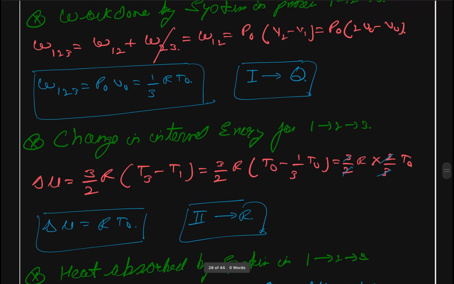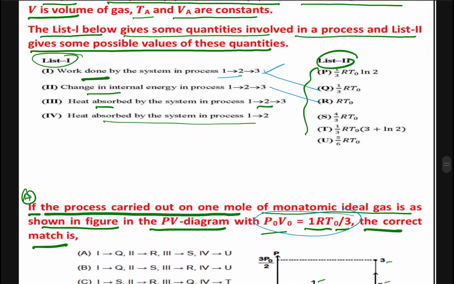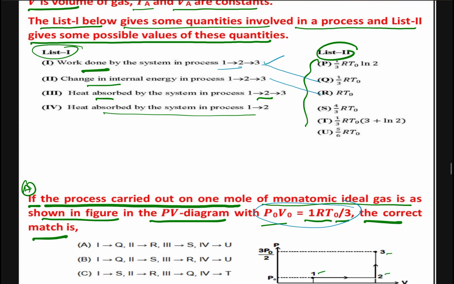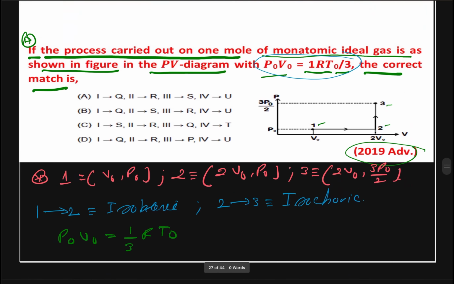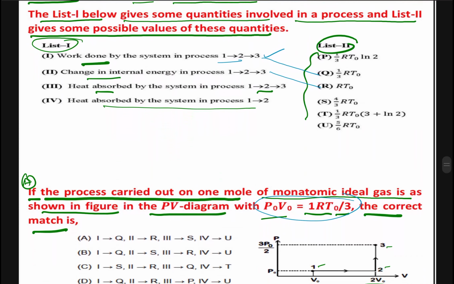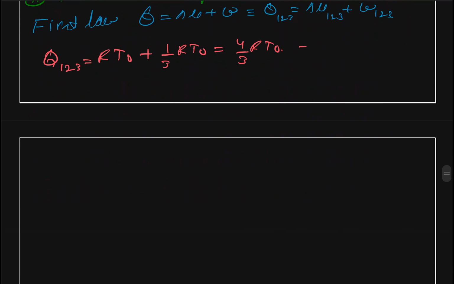So we get this, 1 by 3, 4 by 3. So we get this, second goes to S. Third goes to S. Therefore, we can say our third goes to S.